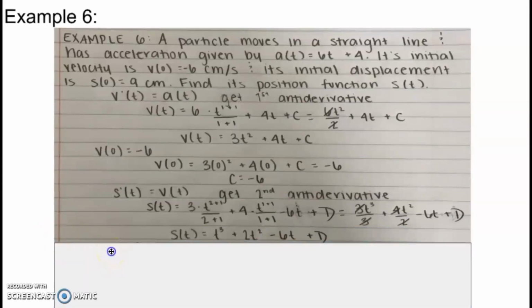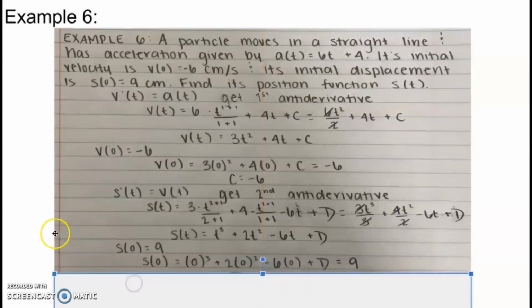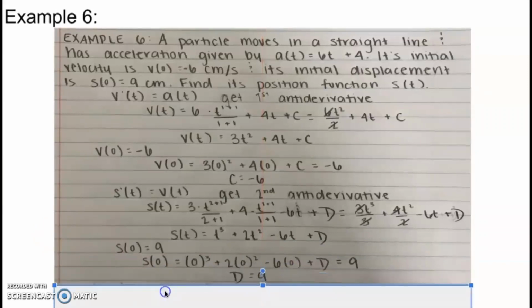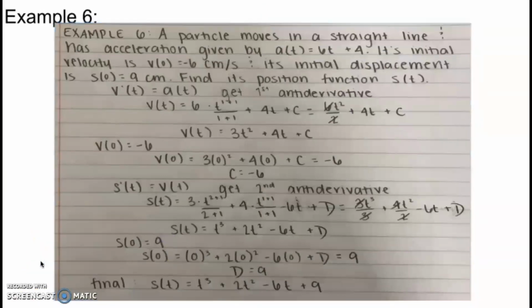So we also know that s of 0 equals 9. So we're going to plug in again and get 0 cubed plus 2 times 0 squared minus 6 times 0 plus our constant d equals 9, which gives us d equals 9. Now, to get our final answer, all we have to do is plug everything in, and we get s of t equals t cubed plus 2t squared minus 6t plus 9.